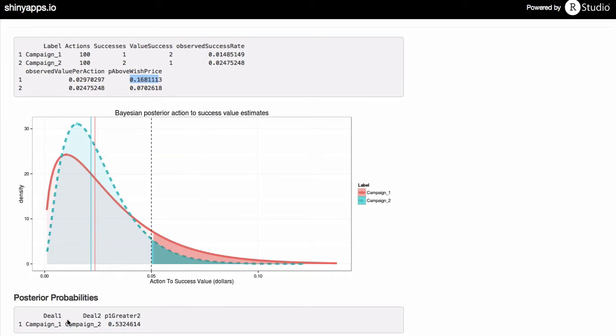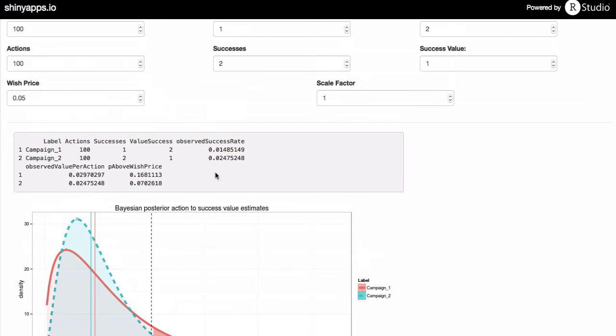Finally, we have the decision of which campaign is likely more valuable given our evidence. It says, given our evidence, campaign 1 has a 53% chance of being more valuable than campaign 2. Obviously, that is very near a half, so this is a very equivocal or unuseful result. In fact, most of the results on this table are equivocal. This is a symptom of having run too small an experiment. Sending out 100 actions to each campaign was far too few.